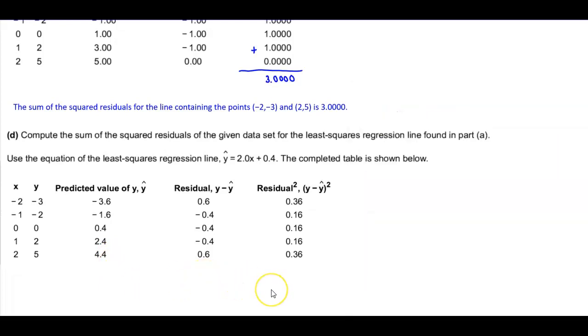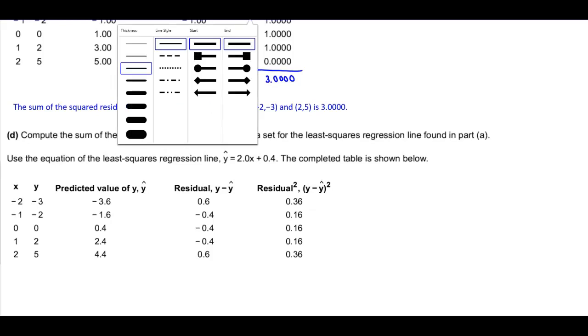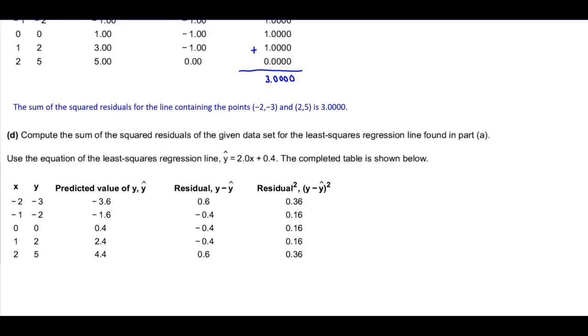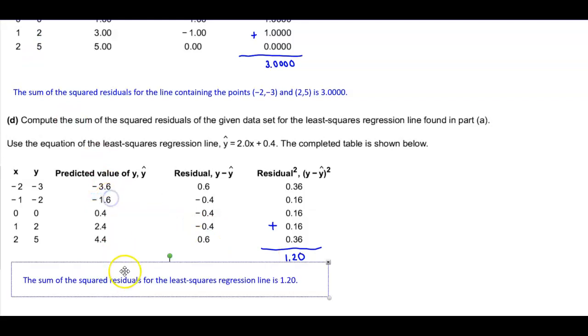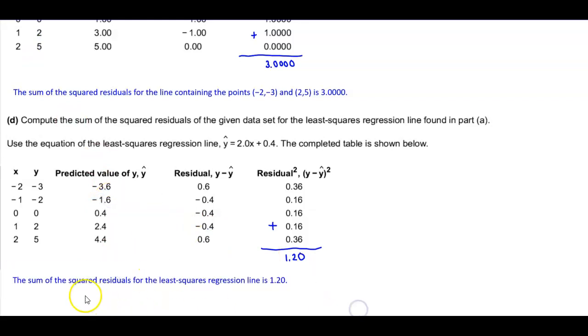Now what's the next thing that we need to do? Well, we need to add this column here. And when we add the residuals squared column, we get the following number. We get the number 1.20. So therefore, the sum of the squared residuals for the least squares regression line is 1.20.